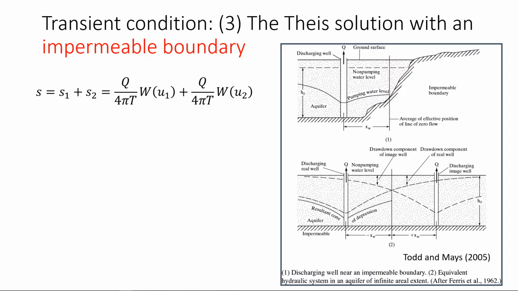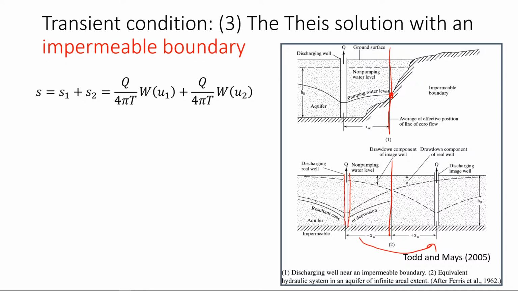Okay, now let's look at something else. Let's look at what if we have an impermeable boundary. This one was a constant head boundary, but here is an impermeable boundary, a no-flow boundary. So in that case, how do we solve this? To solve this, you do a trick. You assume this is my pumping well, and this is where my impermeable boundary is effective. And then you mirror this pumping well.